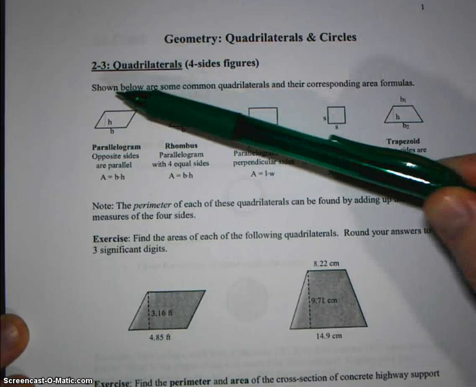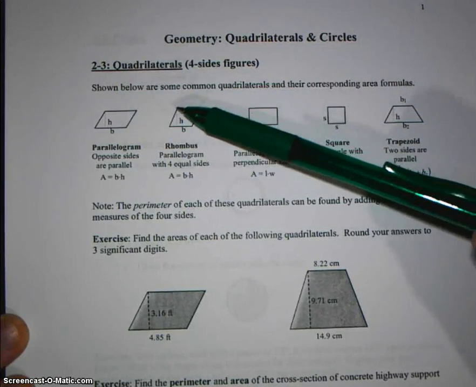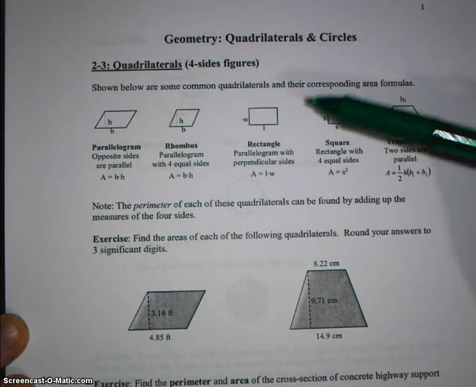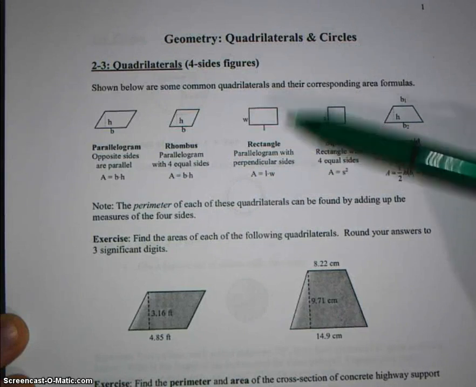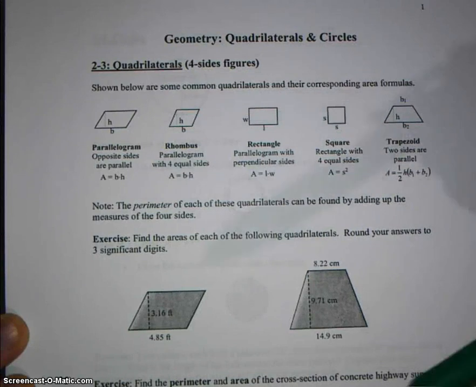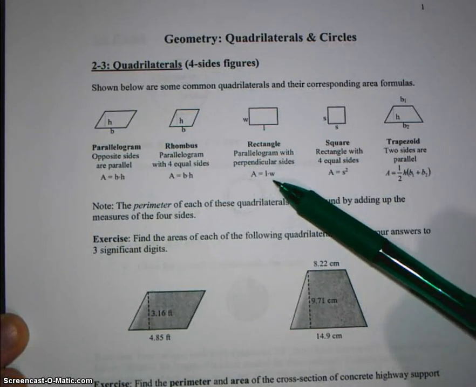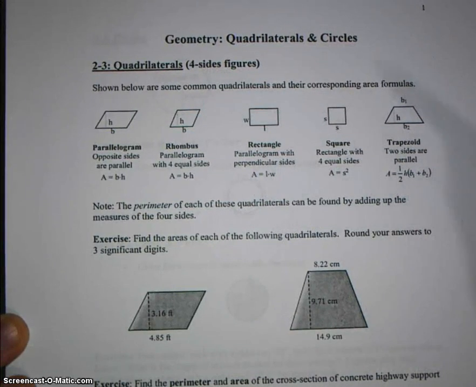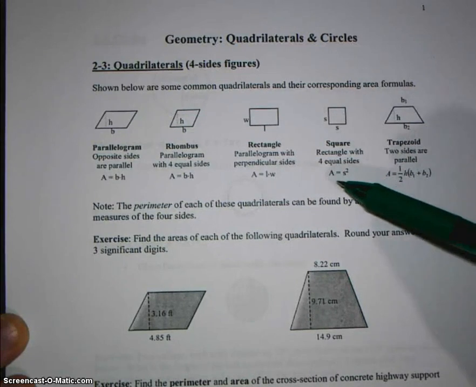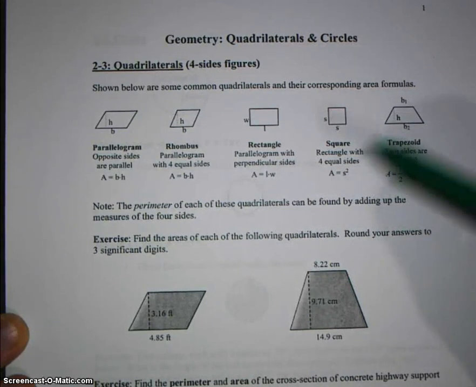A rhombus is a special kind of parallelogram. All sides are the same length. Area is still base times height. A rectangle is a parallelogram with perpendicular sides, which of course forces it to have right angles. Its area is length times width, or still base times height. A square is a rectangle with four equal sides. Its area is a side squared.